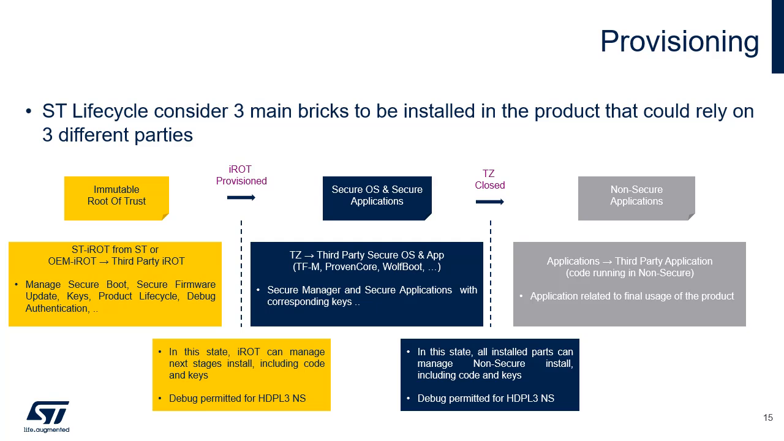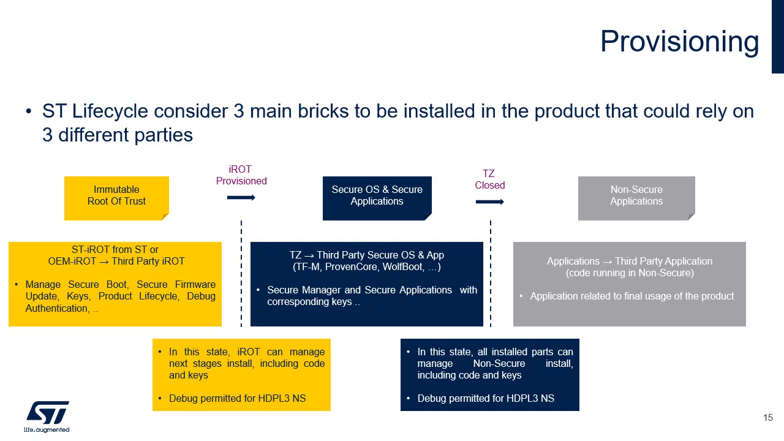The first party is the Immutable Root of Trust, or IROT. The second party is the Secure Operating System and Secure Applications. The third party is the Non-Secure Application. We're differentiating the initial provisioning from the full product provisioning.